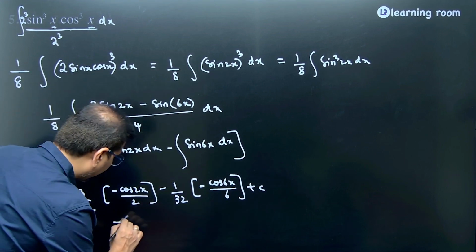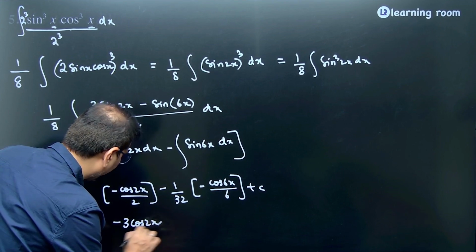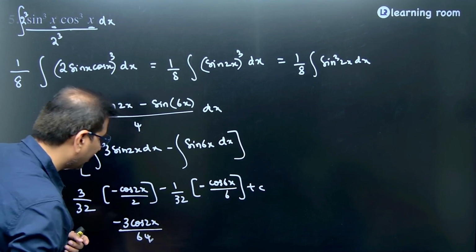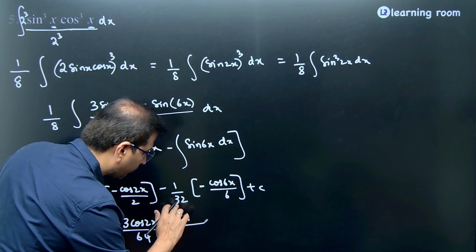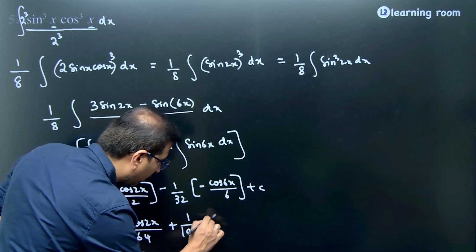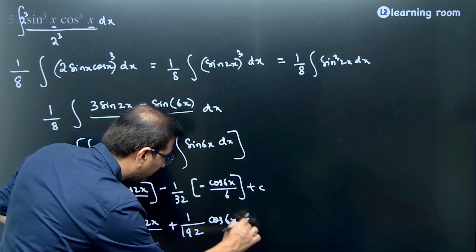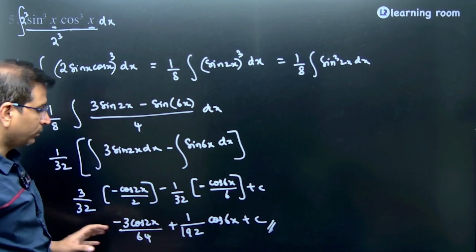It will be minus 3 cos of 2x the whole divided by 64 plus 1 divided by 192 times cos 6x plus c. So this would be the final answer.